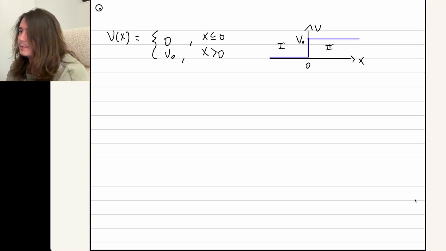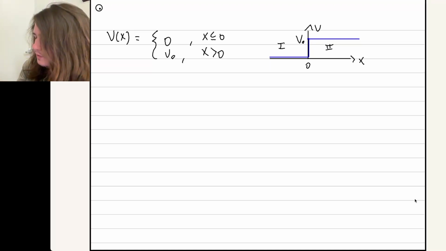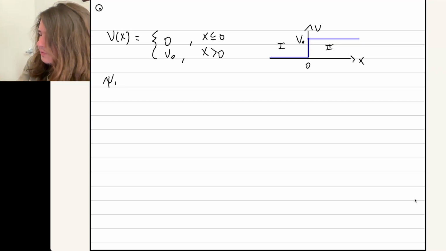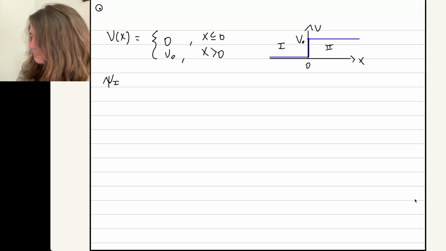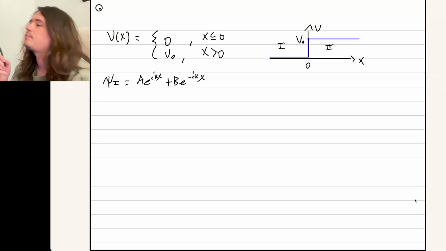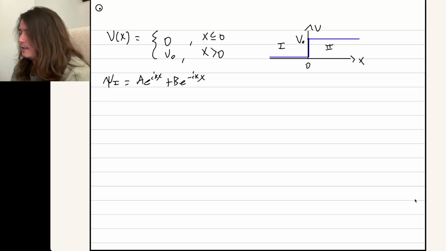So I've labeled the regions 1 and 2, like always, and right off the bat, I'll tell you that the wave function for the first region is going to be the same as it always is when there's zero potential. It's just A e^(ikx) plus B e^(-ikx), right? Where k is defined, of course, as being the square root of 2mE over h bar.